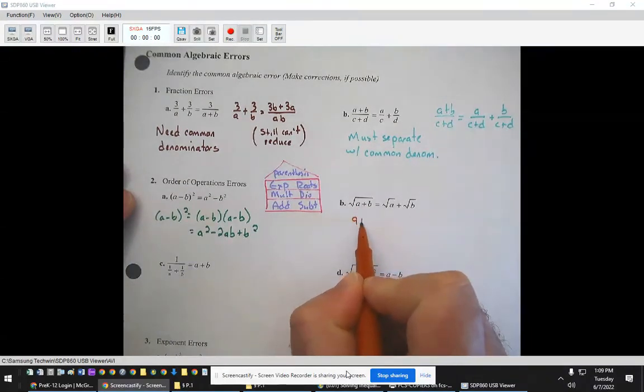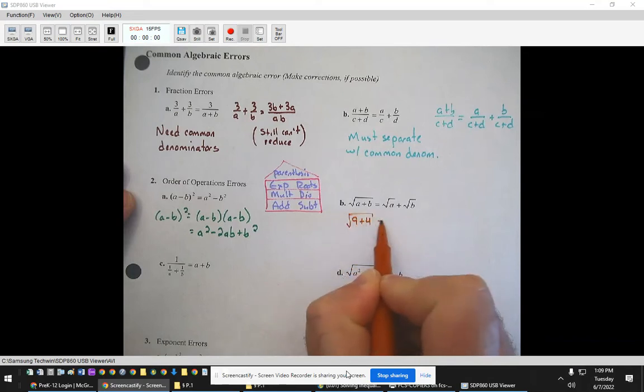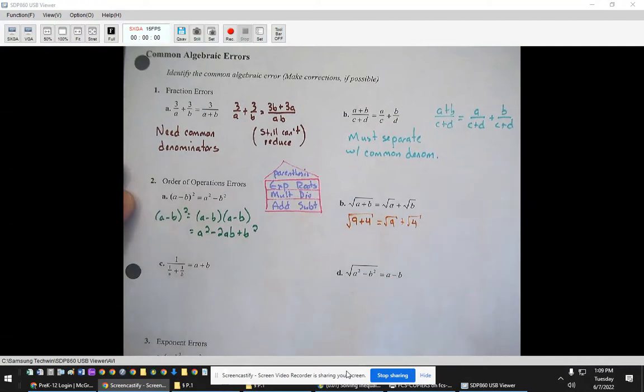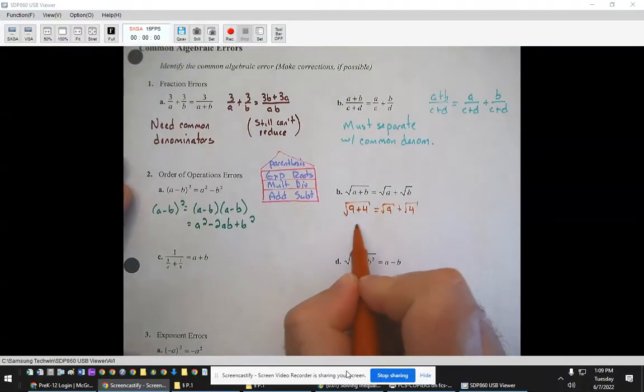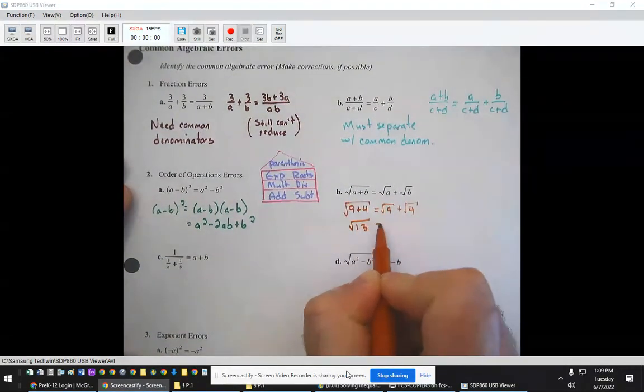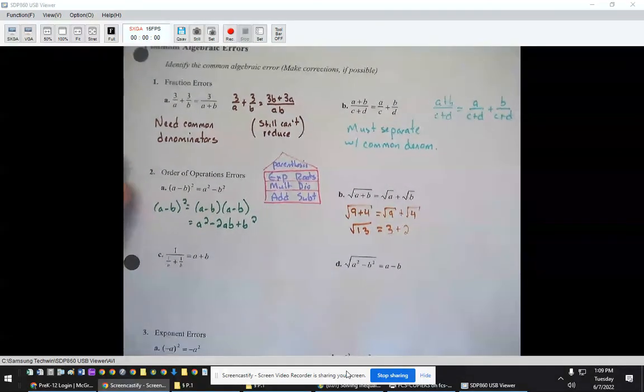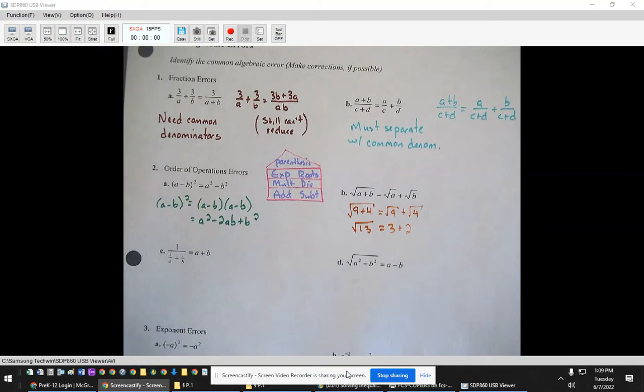Let's do the square root of 9 plus 4. If this property worked, I would be able to do this. Well, let's see if these numbers are true. 9 plus 4 is 13. The square root of 9 is 3. The square root of 4 is 2. The square root of 13 is not 5. It just doesn't work.